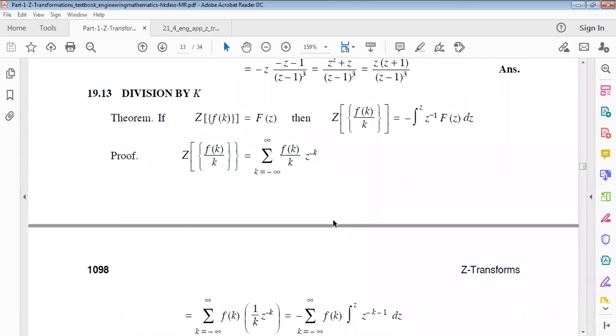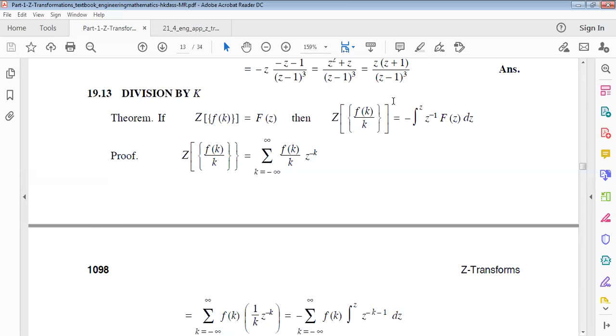Now another theorem, for the division by k. The theorem states: if the z transformation of f(k) equals F(z), then the z transformation of the sequence f(k) divided by k, thus dividing by k, will give the result minus integration with respect to z, z to the power minus 1 F(z) dz. Understand? Actually this is the statement of the theorem we have to prove. Now you are proving. Try to understand concentratedly.